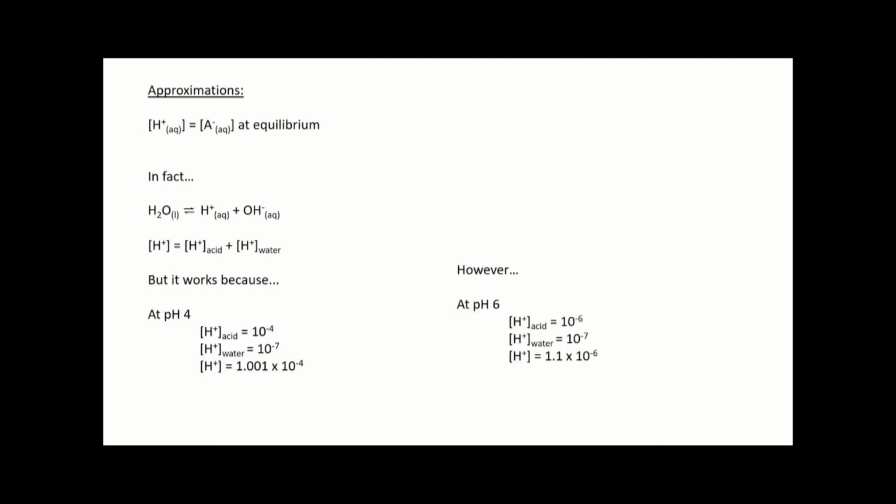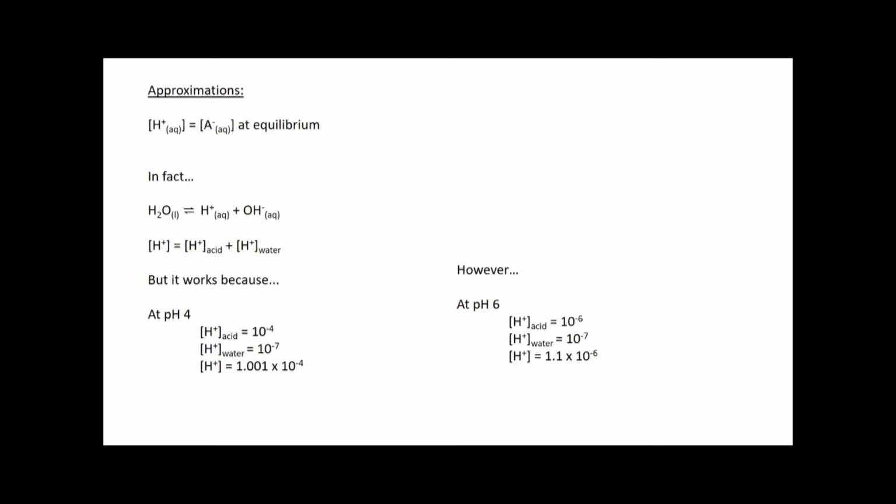Sometimes it doesn't work. So let's compare that to something which is a very, very weak acid. Let's say it's pH 6 in the same conditions, and the concentration of acid would be 10 to the minus 6, and the water would still be the same conditions. We'd be looking at 10 to the minus 7 moles per decimeter cubed, and therefore we would now have the H plus concentration being 1.1 times 10 to the minus 6. Now that's a 10% error, isn't it? We're going from 10 to the minus 6 to 1.1 times 10 to the minus 6. We've got 10% more. And so that's when it starts to become an issue.